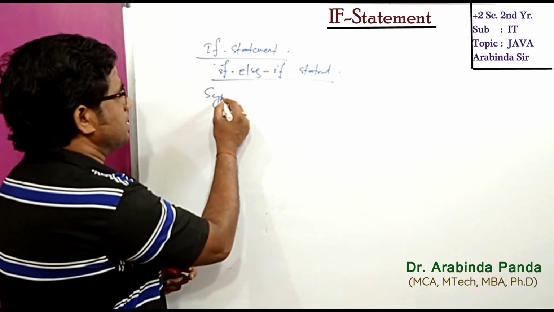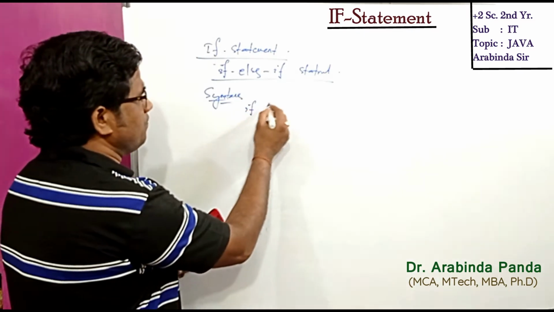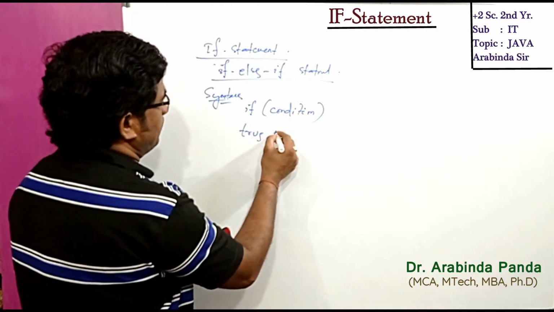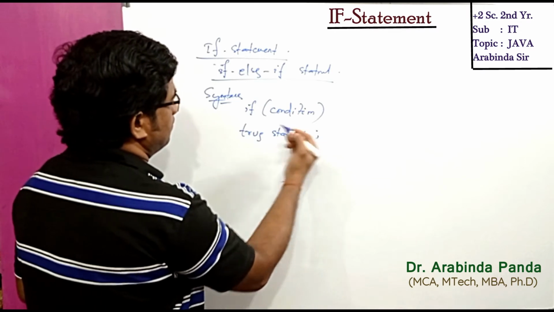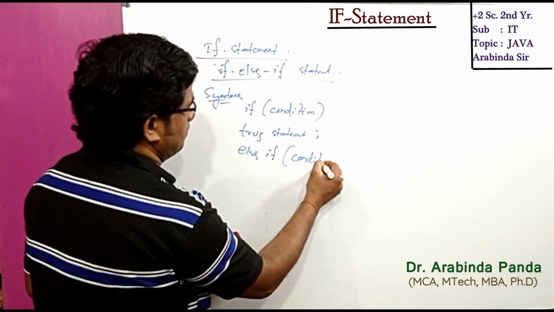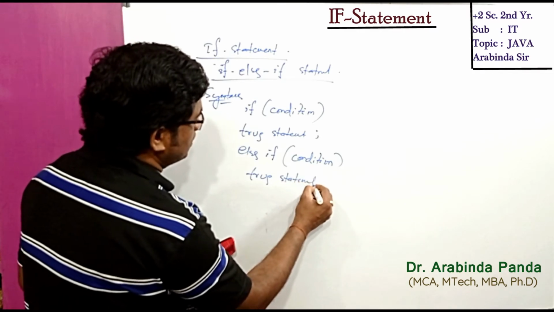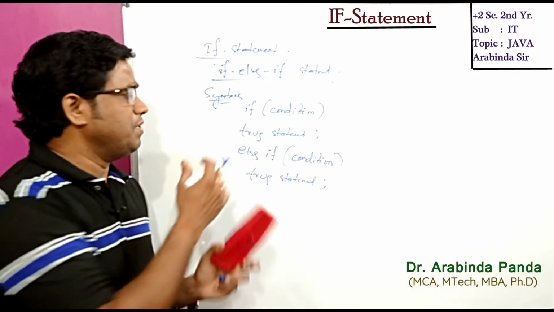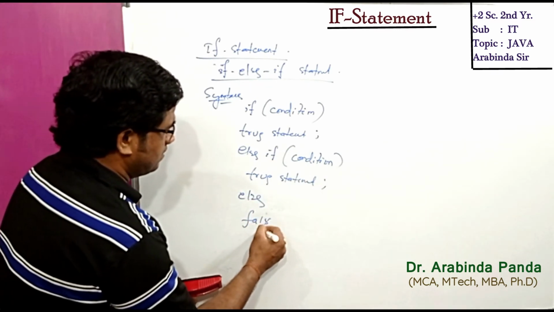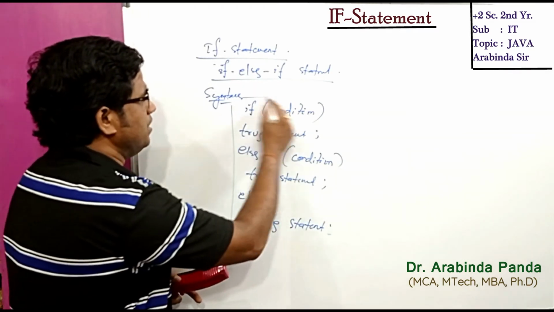So how can you write the syntax? A chain of else if statements. So syntax: if condition, then true statement. Okay. Else if condition, then true statement. In the case where we have to check two conditions, we use if else if to check. Else false statement. So very simple, the syntax.